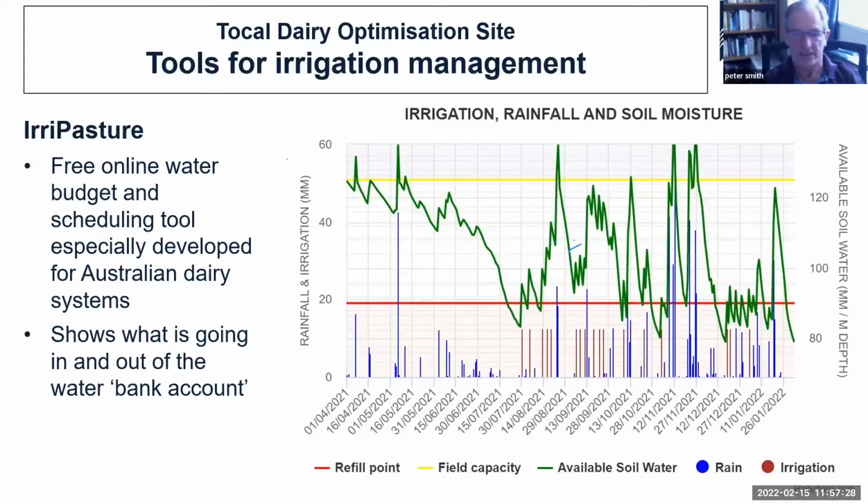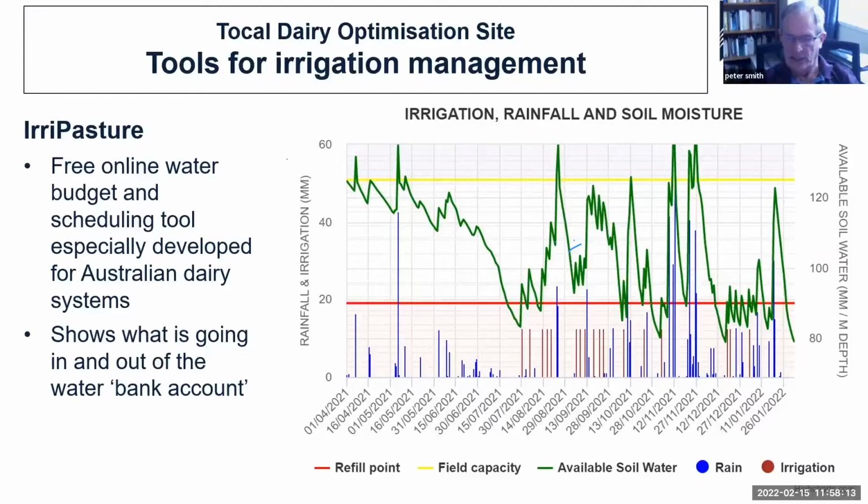The green line is the water balance. The blue lines at the bottom are the rainfall recordings, and the maroon lines at the bottom are the irrigation inputs. The yellow line running across the top is the full point of the soil, and the red line running across the graph down lower is the refill point, which is where we're saying you should refill the soil profile. And you can see that the inputs are the rain and the irrigation. Every time we get those, the green line jumps up, and when it goes down, it's the plant using the water, which is calculated from weather data for your particular site.